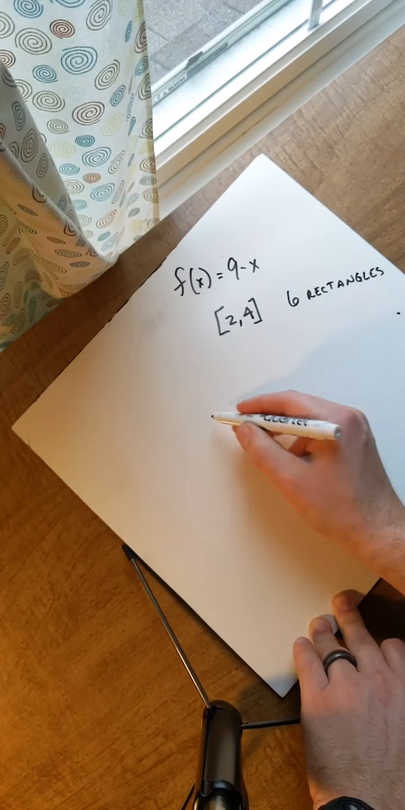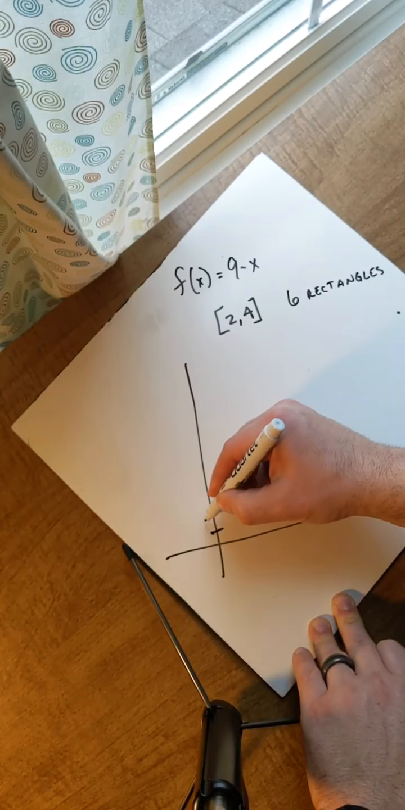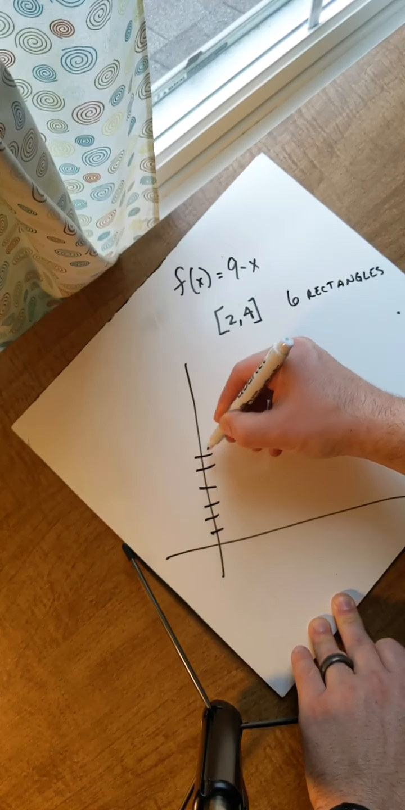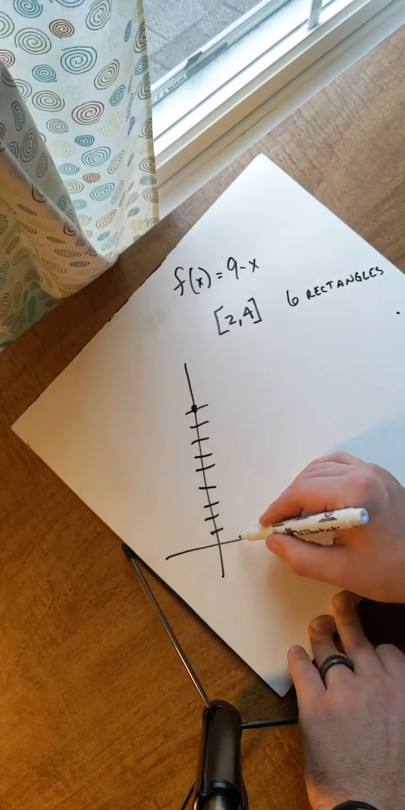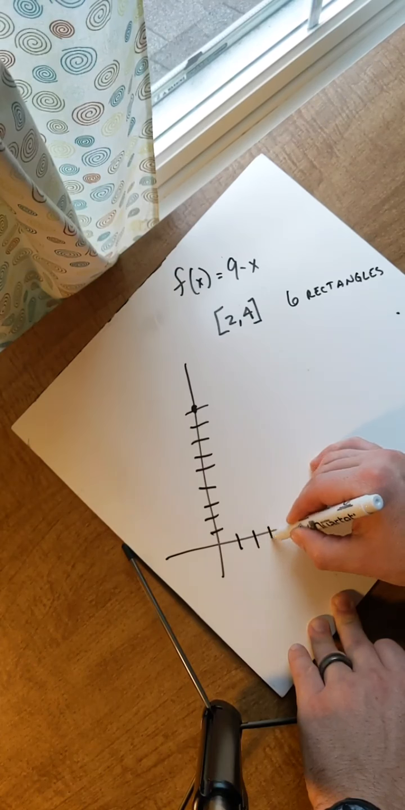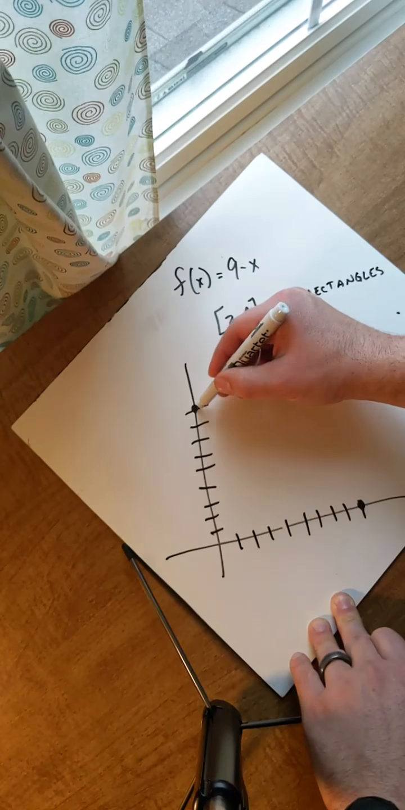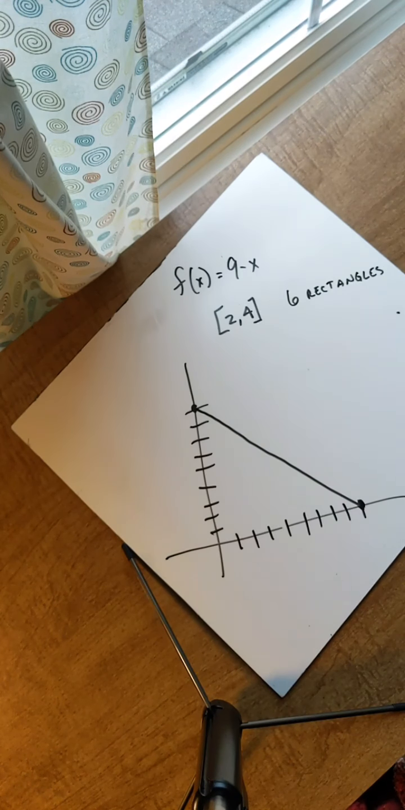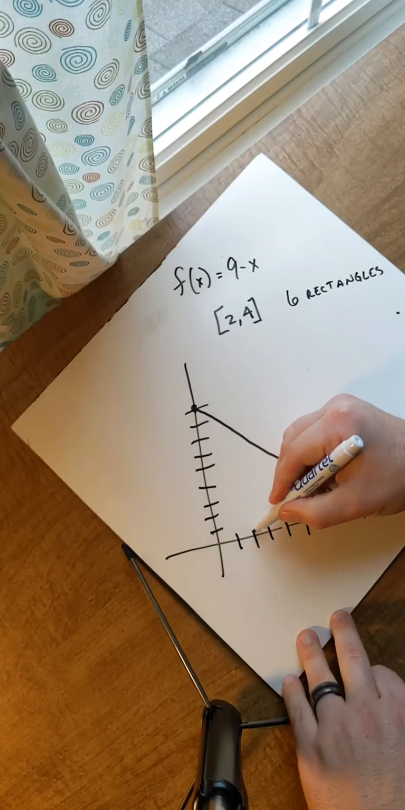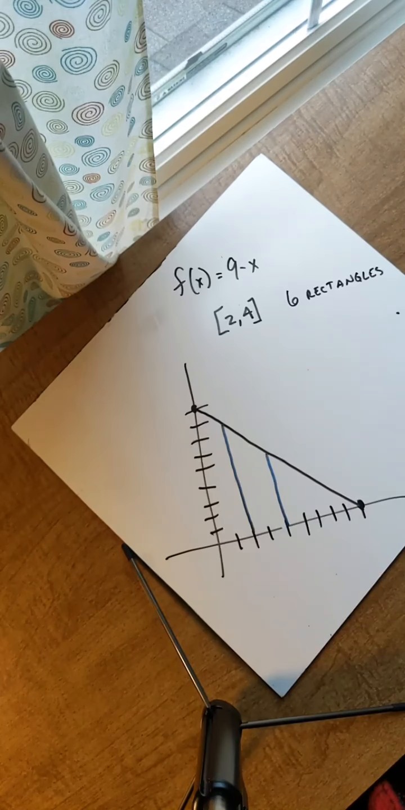So I'm going to try my best to draw this here. So, big function here: 1, 2, 3, 4, 5, 6, 7, 8, 9. If I plug in 0, it'd be 9. It's a negative x, so it goes down: 1, 2, 3, 4, 5, 6, 7, 8, 9. It'd go something like that. Now, if we're going from 2 to 4, here's 2, and then here's 4.